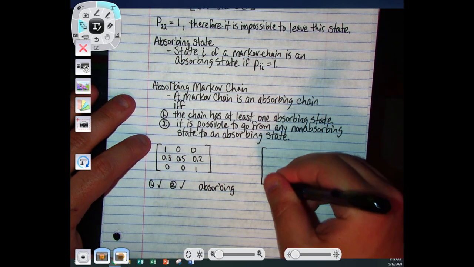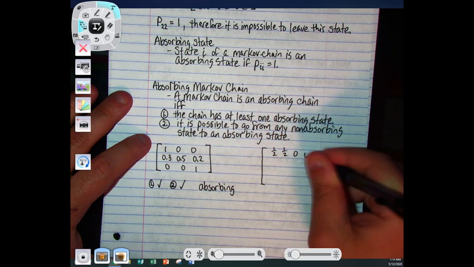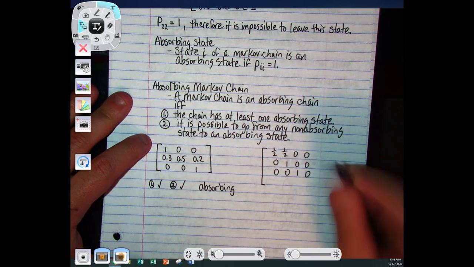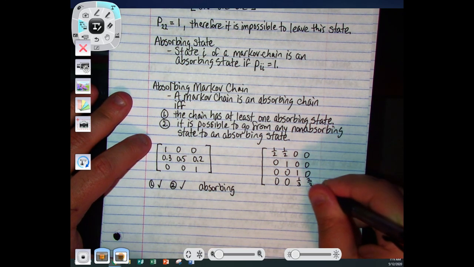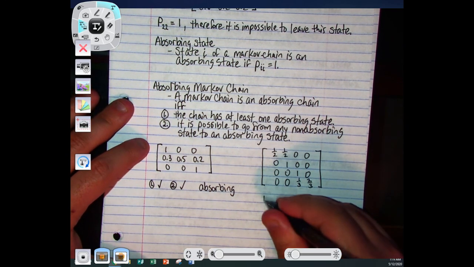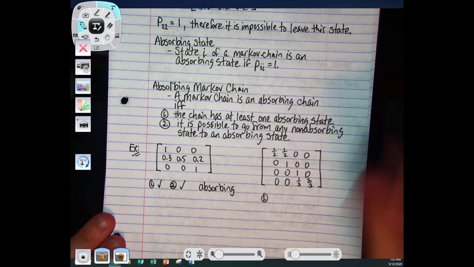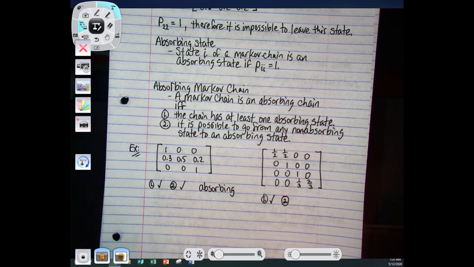So another example, this time they're going to give us 1/2, 1/2, 0, 0, 0, 1, 0, 0, 0, 0, 1, 0, and then 0, 0, 1/3, 2/3. And they're going to ask you to determine, is this Markov chain absorbing? Okay? So again, first things first, is there at least one absorbing state? The answer is yes, there are two. State 2 and state 3 are absorbing. So that's a check. Then the second step is to determine, is it possible to go from a non-absorbing state to an absorbing state?